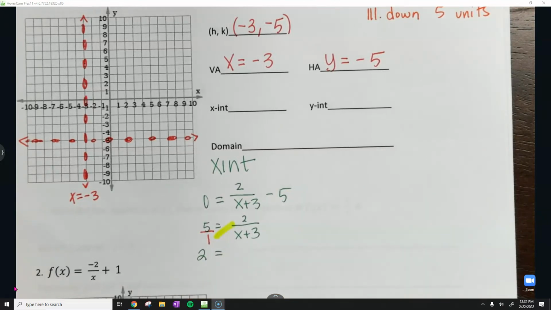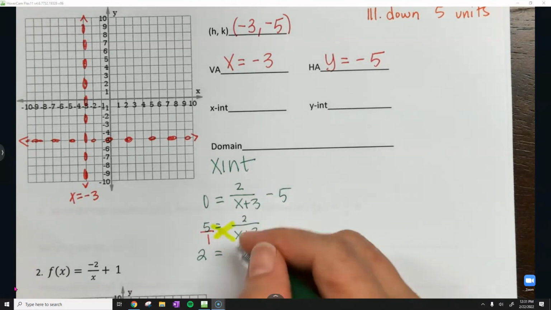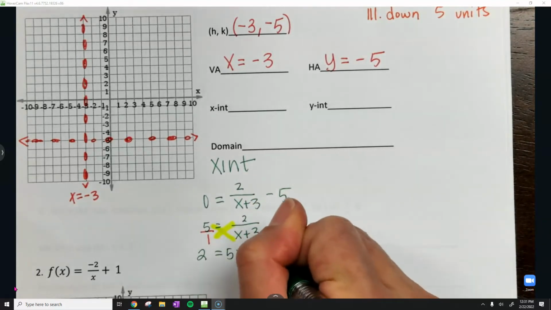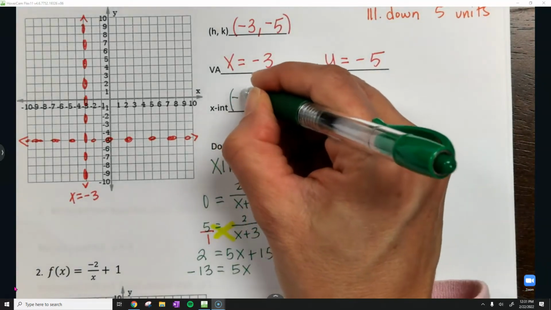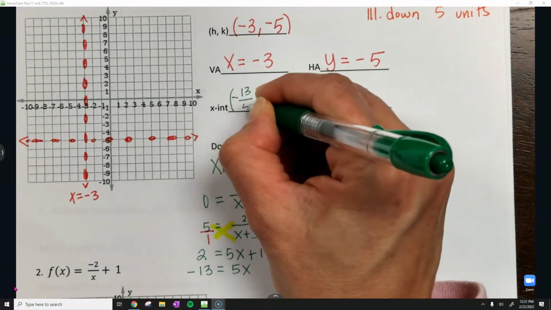And guys, just remember, when you distribute that 5 to x plus 3, the 5 goes to the 3 also. So it's 5x plus 15. All right, now we're ready to solve. So move your 15 over. And then divide both sides by 5. So your x-intercept is a negative number. It's a negative fraction. It's going to be -13 over 5.